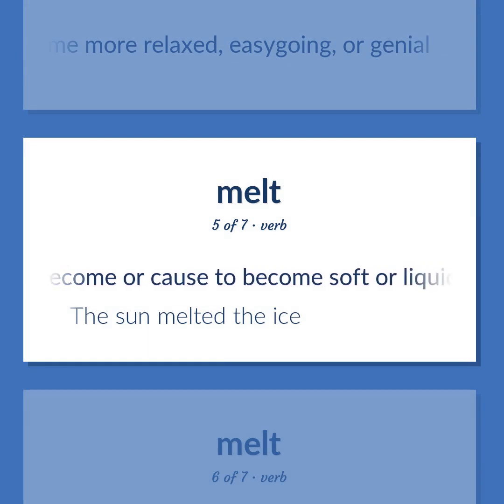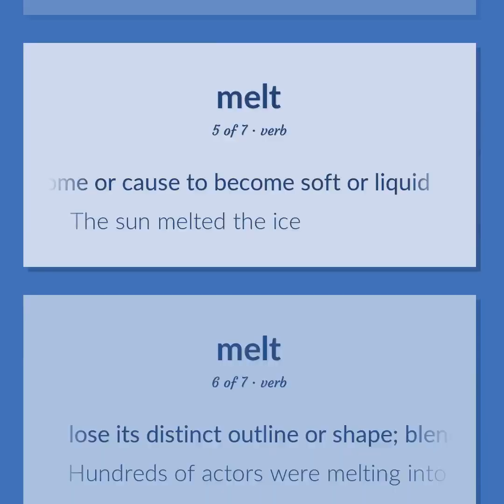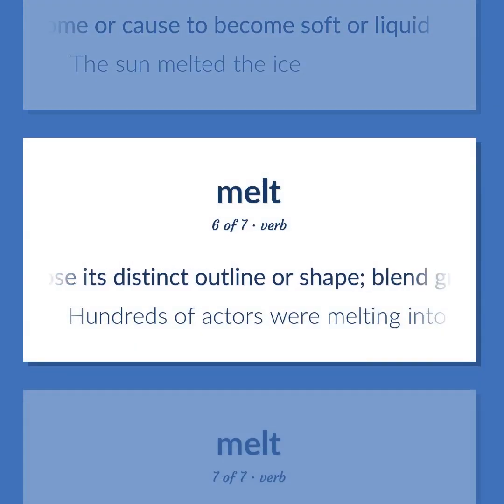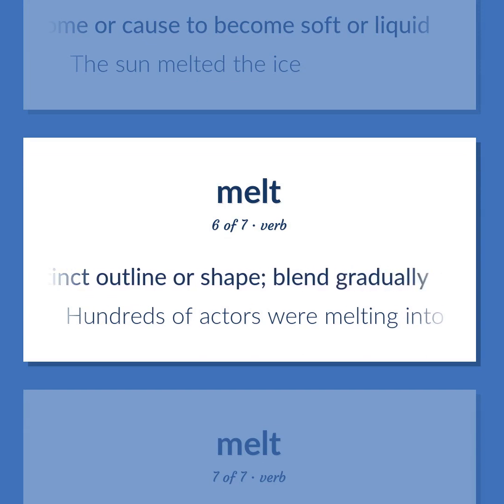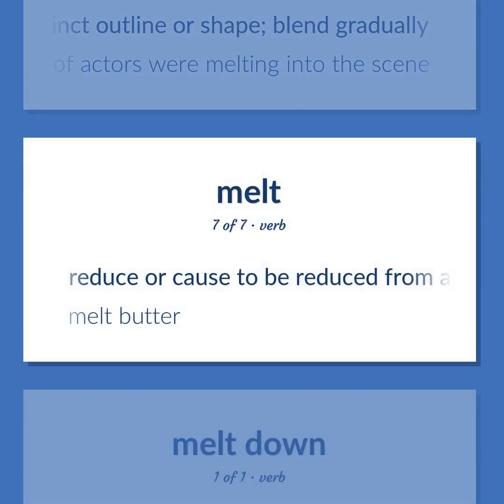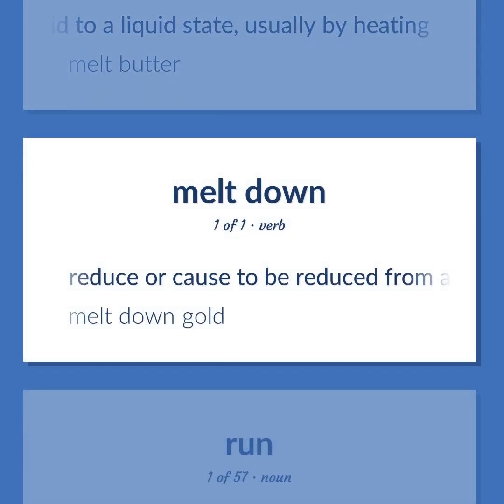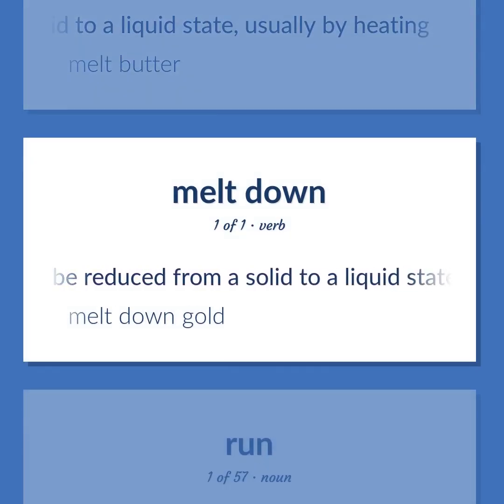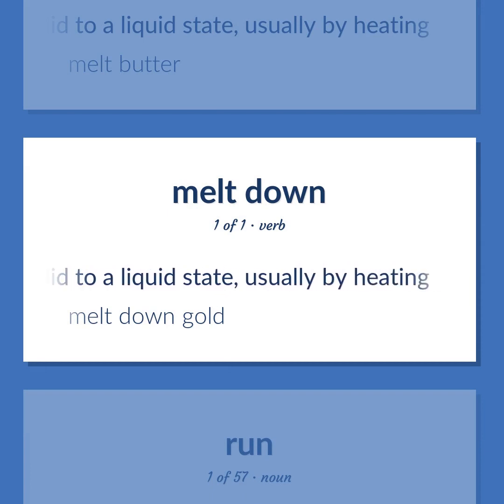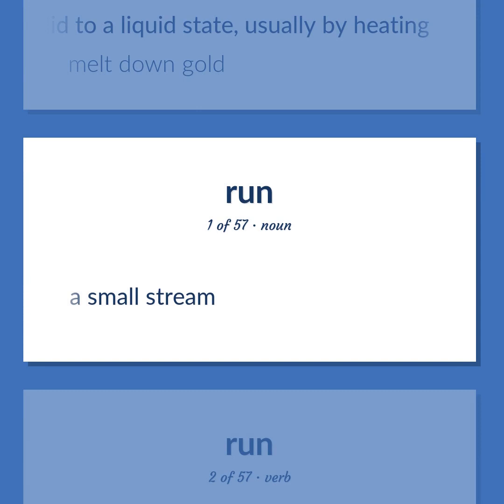Become or cause to become soft or liquid. The sun melted the ice. Lose its distinct outline or shape, blend gradually. Hundreds of actors were melting into the scene. Reduce or cause to be reduced from a solid to a liquid state, usually by heating. Melt butter. Reduce or cause to be reduced from a solid to a liquid state, usually by heating. Melt down gold. A small stream.